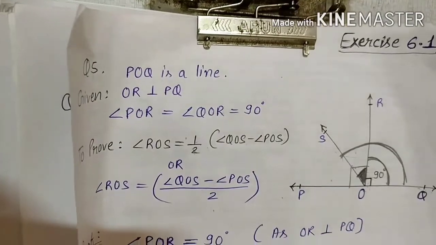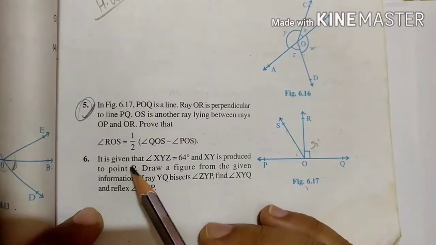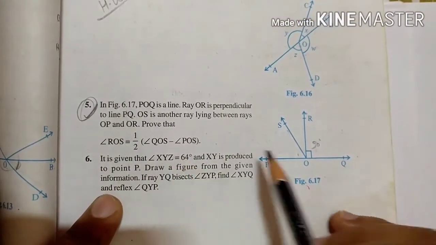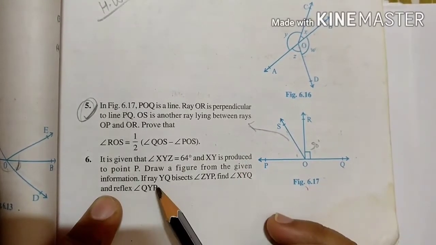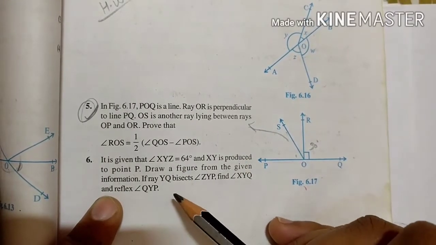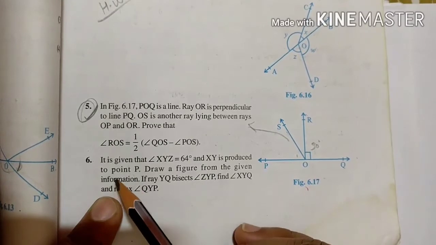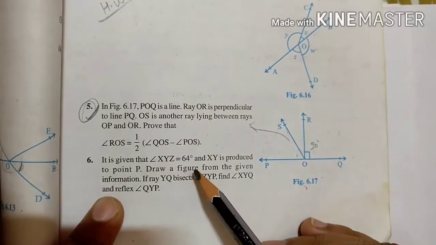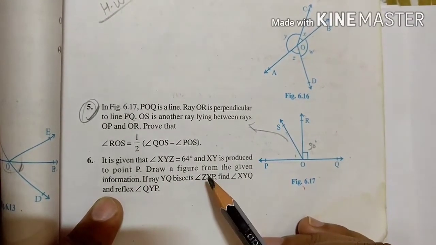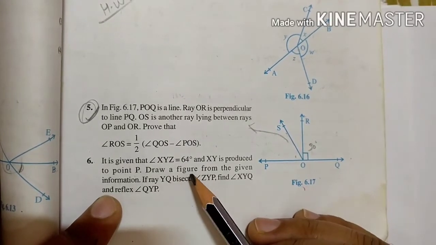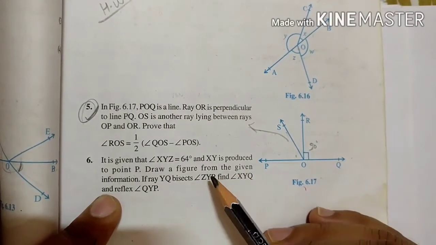Now move to question number 6. In question number 6, they have not given the figure. This is the figure of question number 5. Now we are doing question number 6, so we have to make the figure by ourselves by reading the question. It is given that angle XYZ equals 64 degrees. So we have to make an angle in which angle XYZ is 64 degrees, and XY is produced to point P.